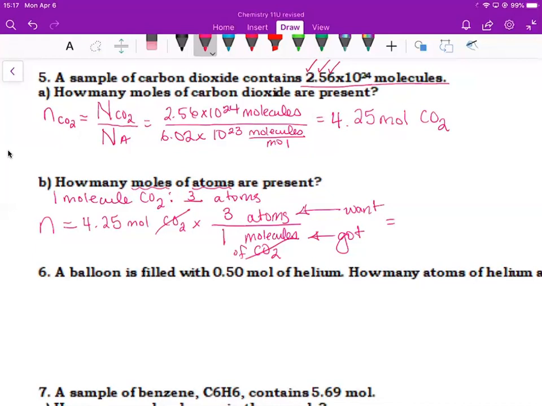I get 12.75. Again, I need to follow significant digits, so 12.8 moles. And here's the tricky thing: this is not in scientific notation. It's greater than 9.99, so I have to put 1.28 times 10 to the 1 moles of atoms.